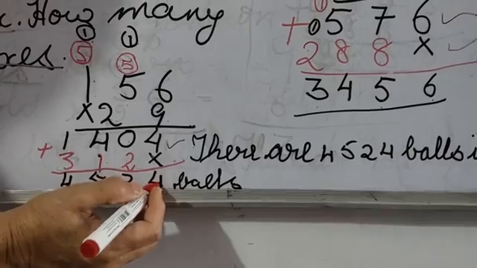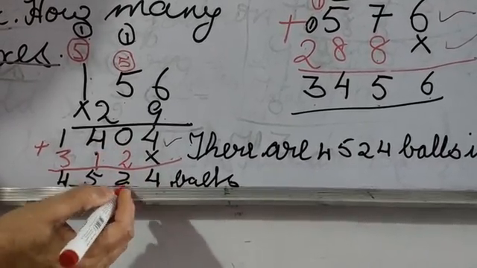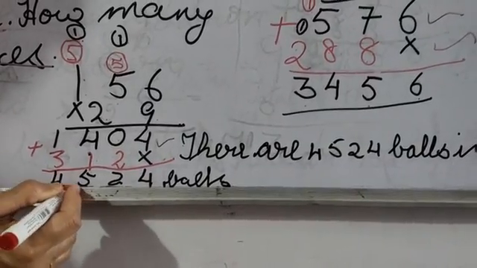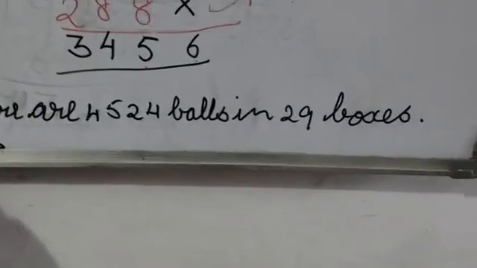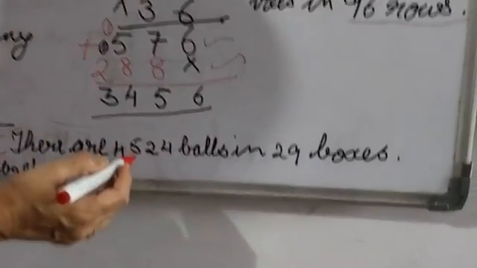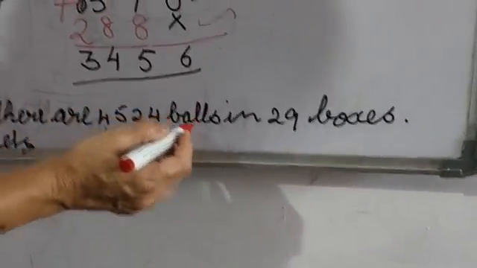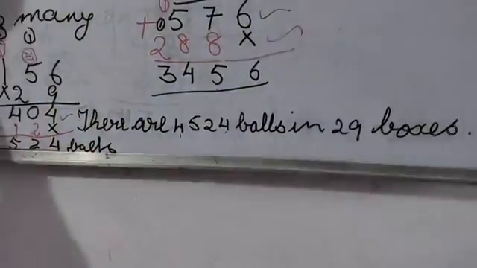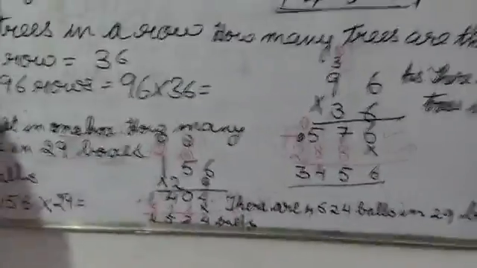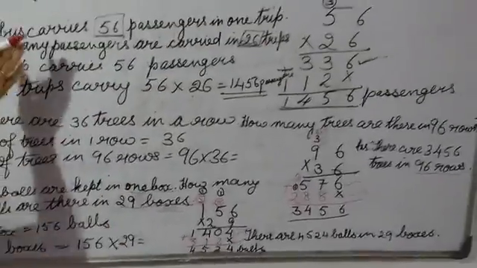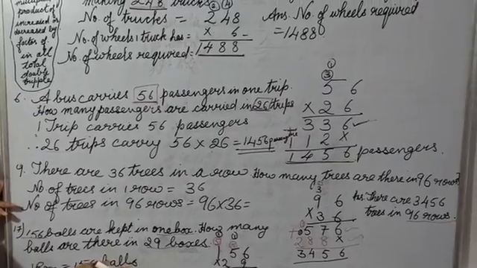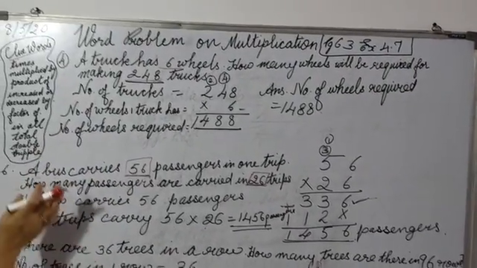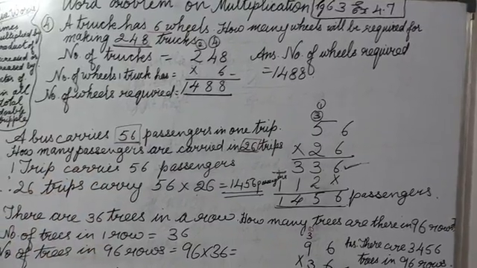4 plus nothing will be 4, 2 plus 0 will be 2, 4 plus 1 will be 5, 3 plus 1 will be 4. So 4524. There are 4524 balls in 29 boxes. Okay. Now, these 4 sums I have already explained to you. I have sent you the assignment already. Just to make the assignment clear, to understand, I have explained these sums to you.